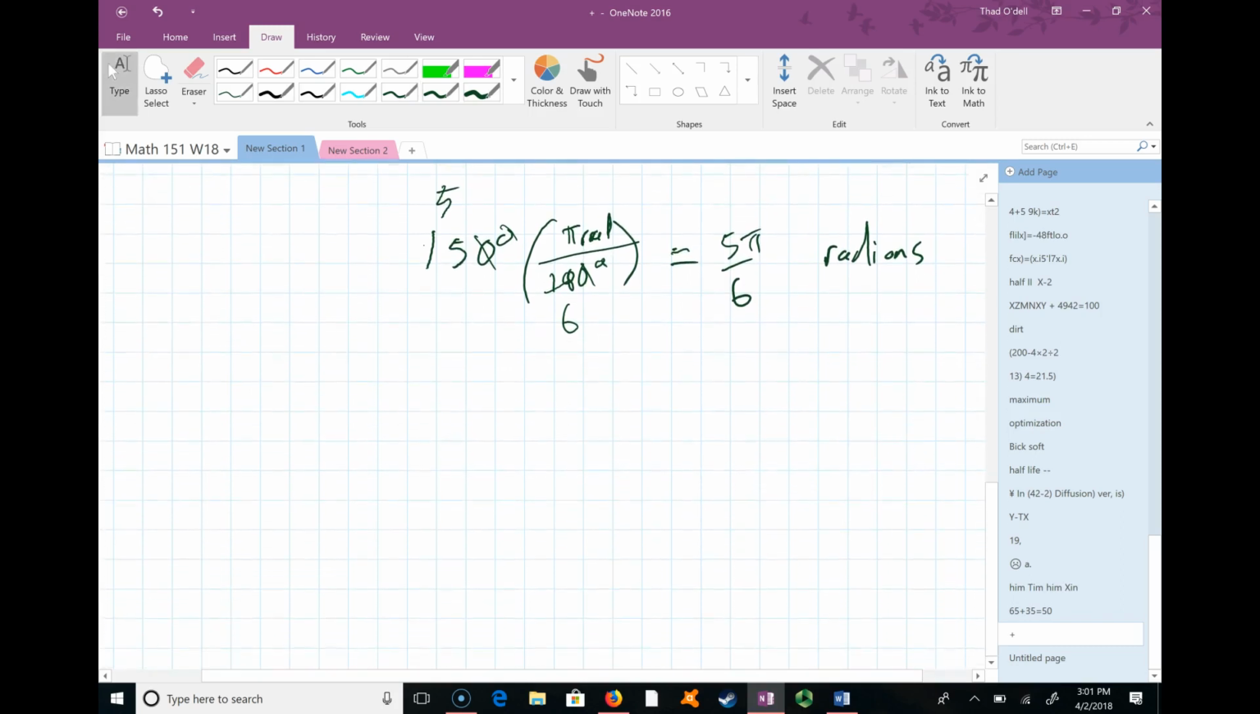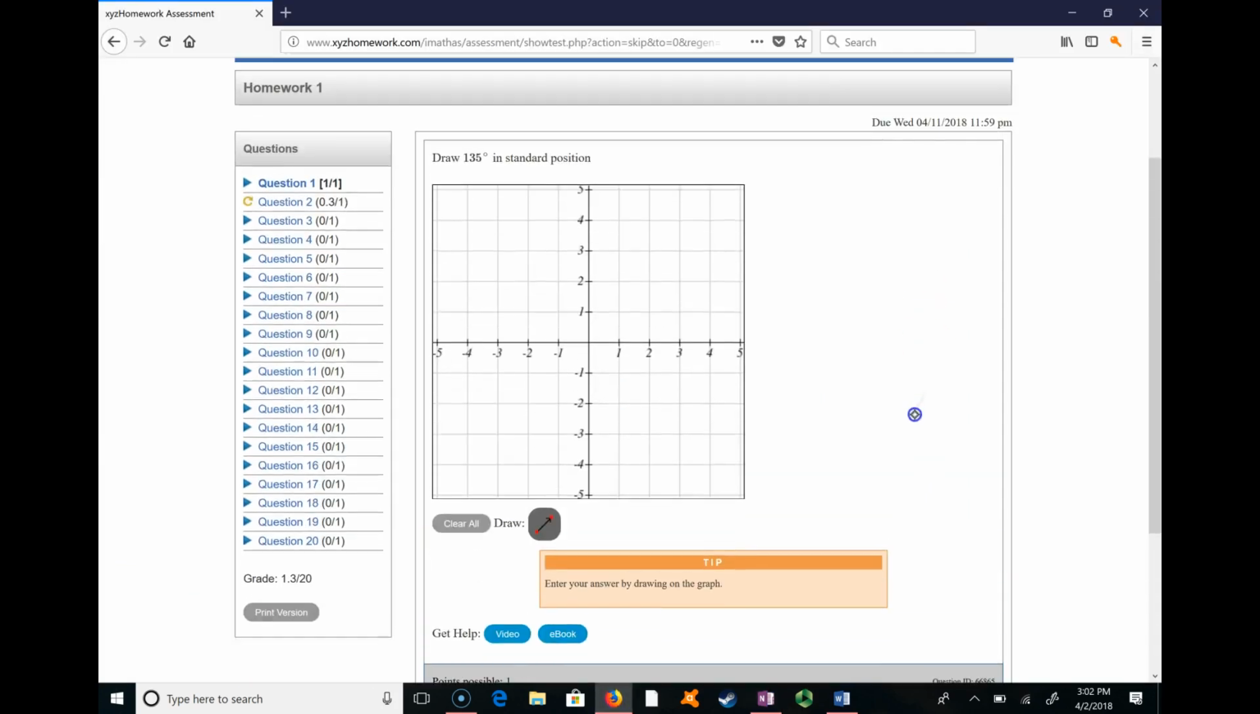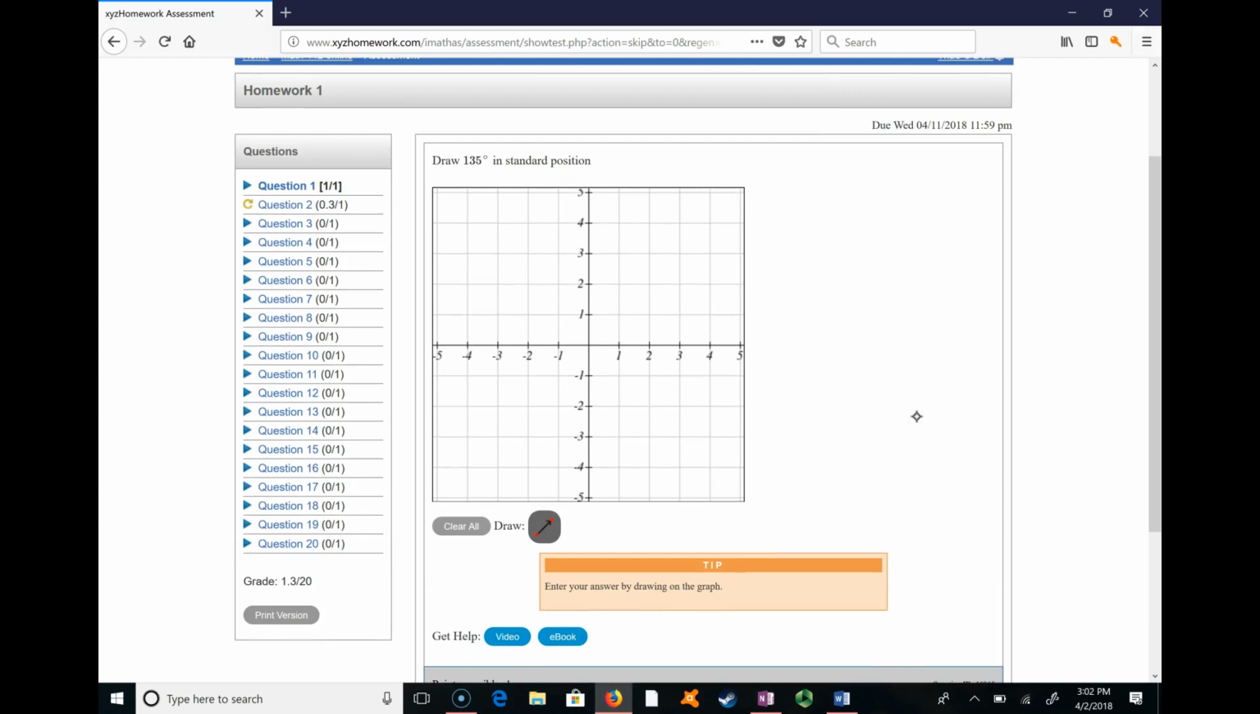On the XYZ homework, they're going to ask you to draw some angles. So I'm going to hop there real quick and show you what that looks like. Here it's asking me to draw a 135 degree angle in standard position. Standard position means that the initial side of the angle is on the positive x-axis, and the terminal side would be 135 degrees turned around from there.